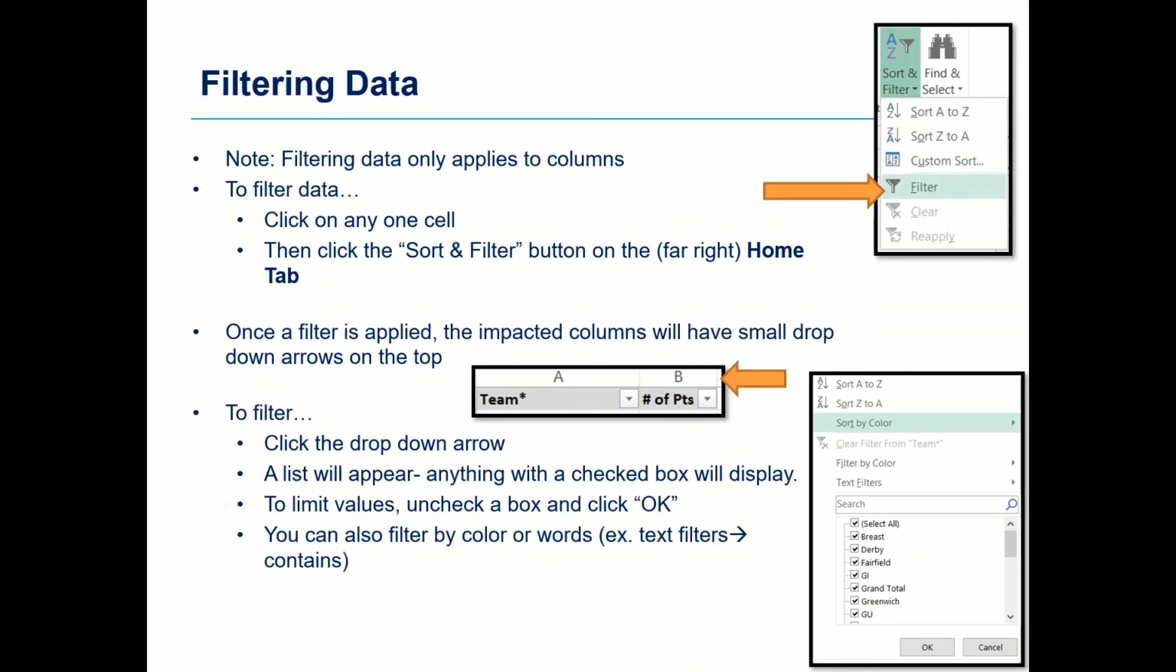We could also filter data. So filtering data only applies to columns. To filter data, you could choose any one cell and then click on Sort and Filter. And when you do that, there'll be a small drop-down box next to that column. Then anytime you click on that arrow, it will sort for that column. And I'll show you an example of filtering data.